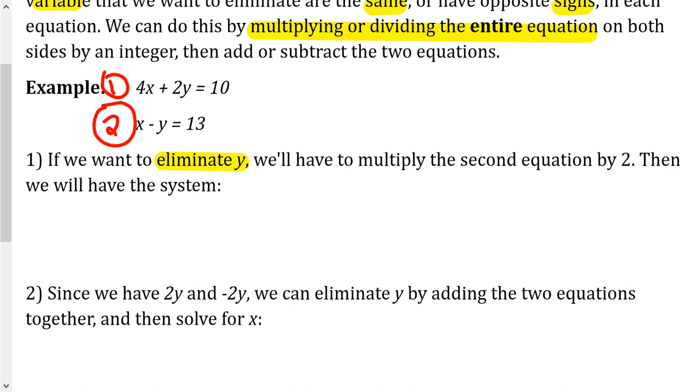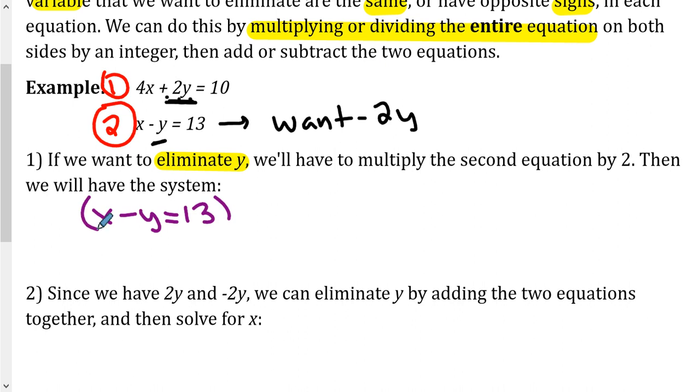So what I want this to look like is I want this to become a -2y. And it's already a -y. I want it to be a 2y so that it matches the coefficient in front of the y from the first equation. And we'll see why we want that in a minute here. So to get a 2y, well, everything needs to be twice as big. But I need to take that whole equation, that whole x minus y equals 13, and I want to multiply by 2.